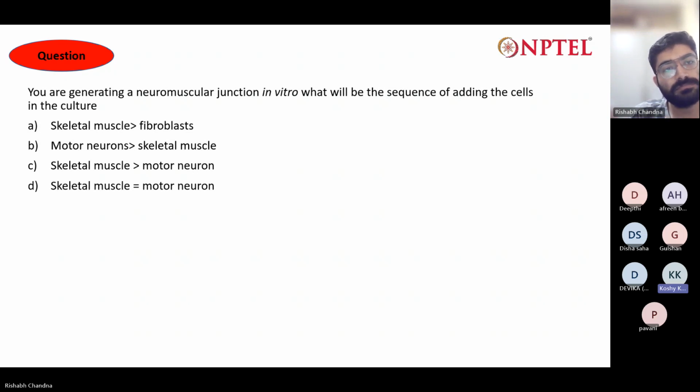Answer B, motor neuron, skeletal muscle. Okay. Any more answers?